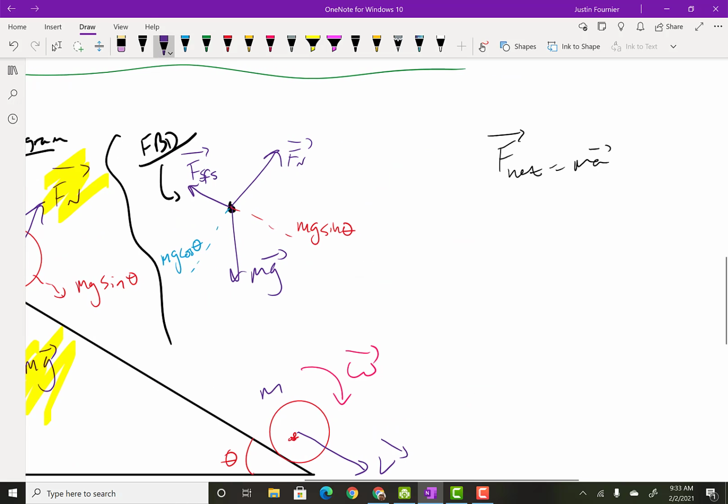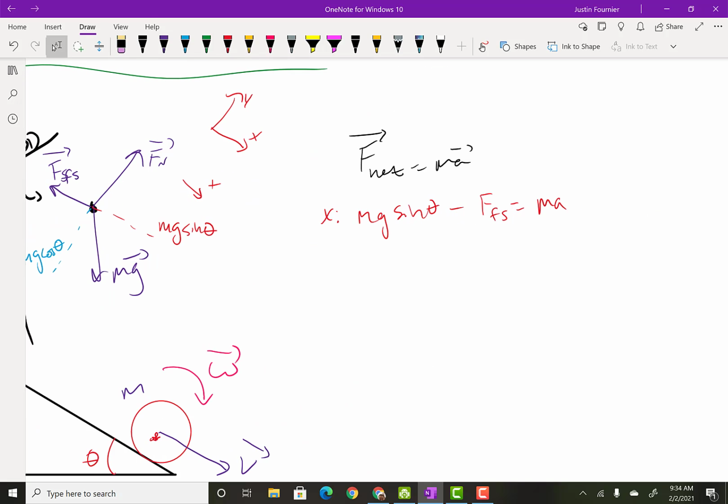And so F net equals ma, I'm just going to do it in the horizontal direction, which is going to be my positive direction. I'm tilting my axis like this. So it's going to be mg sine theta minus the force of friction equals the mass times the acceleration. I'll leave that at that for right now. So that's my first relationship.